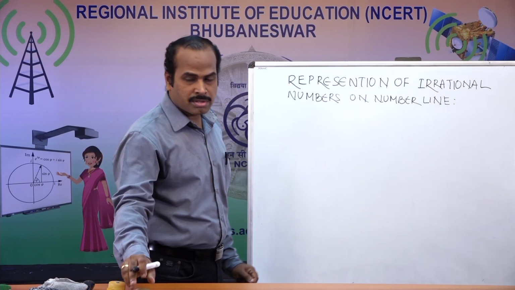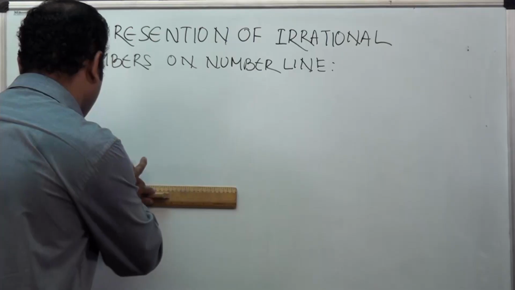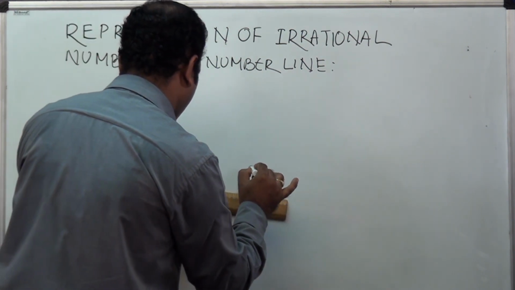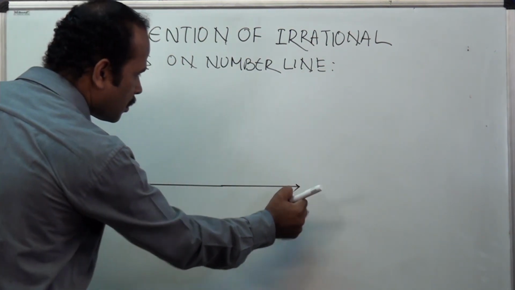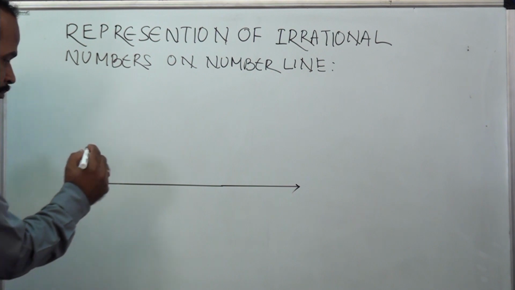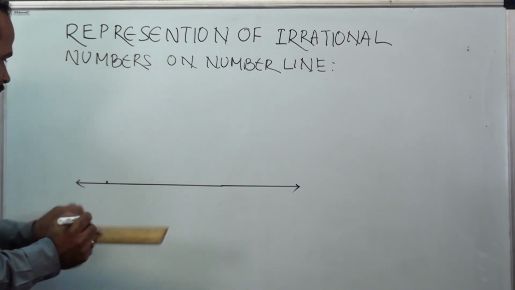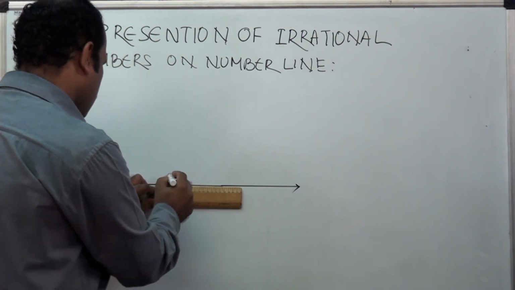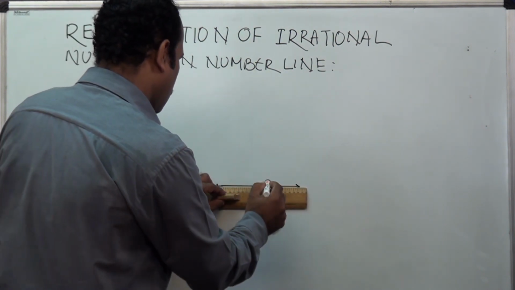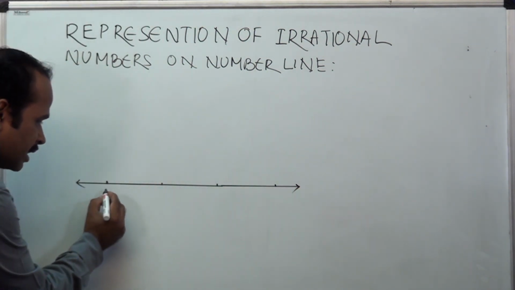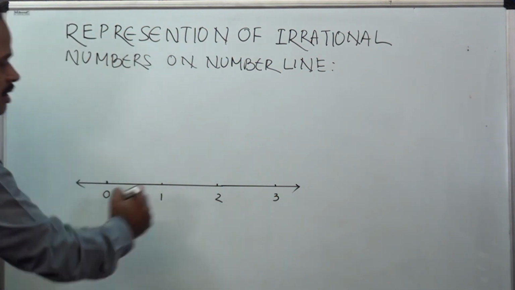Let me take a line first, with the help of a ruler. I have selected a line. On that line, let me choose a point as O. At equal distances, let me take some points. Suppose this is my 1, at the equal distance this is my 2, and this is my 3. Now this point is 0, this is 1, this is 2, and this point is 3. So this is a number line.